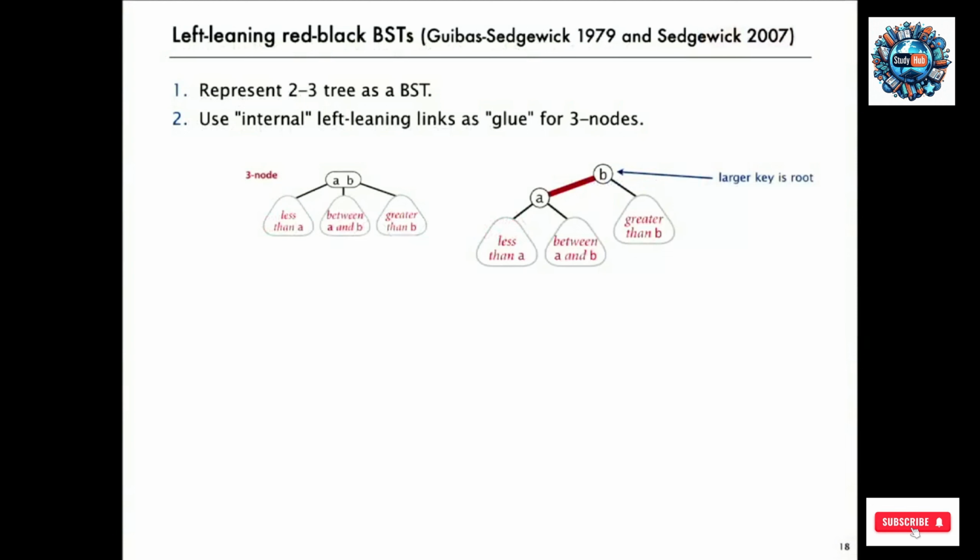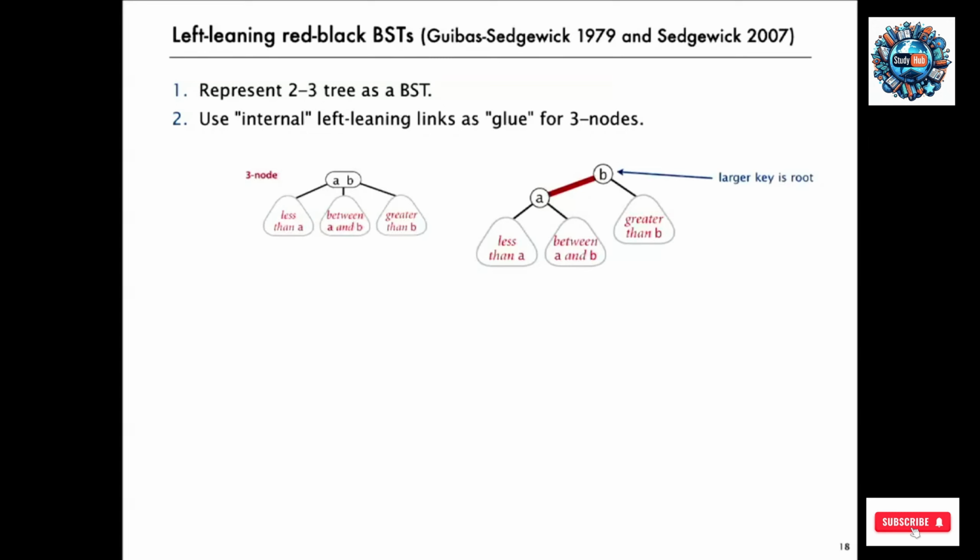So the idea is that we are going to represent every 2-3 tree as a binary search tree. And in order to get that done, we just need a simple representation for 3-nodes. So what we're going to do is use internal left-leaning links to glue the 3-nodes together. The larger of the 2 nodes in the 3-node will always be the root of a little binary search tree of size 2 for the 3-node. And the link between the 2 nodes, the left link that links the larger key to the smaller one, we'll color red, and that's to distinguish those links from the other links in the binary tree so that we can tell when we're inserting things which nodes belong to 3-nodes and which ones don't.